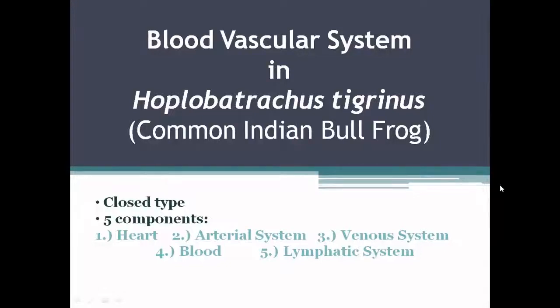Let's study about the blood vascular system of frog. The blood vascular system of frog is of closed type and has five components, that is heart, arterial system, venous system, blood and lymphatic system. We will be studying about the first four components of its blood vascular system.